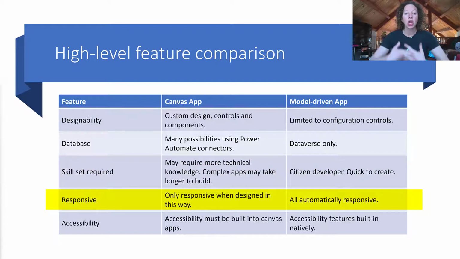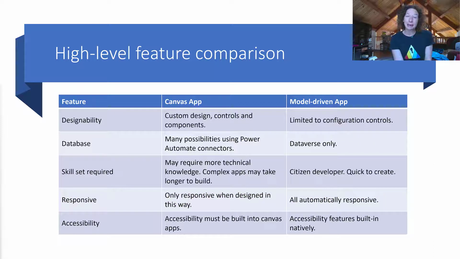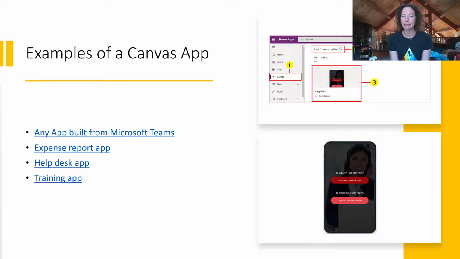Responsive design. Your Canvas apps will only be responsive if you build them that way. Contrastly, model-driven apps are all automatically responsive. So everything you build will already have responsive design. Same on the accessibility side. Accessibility has to be built into Canvas apps, and accessibility features are built in out of the box natively on model-driven apps.